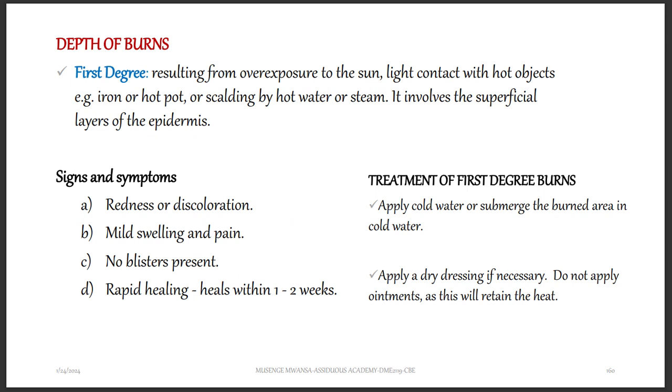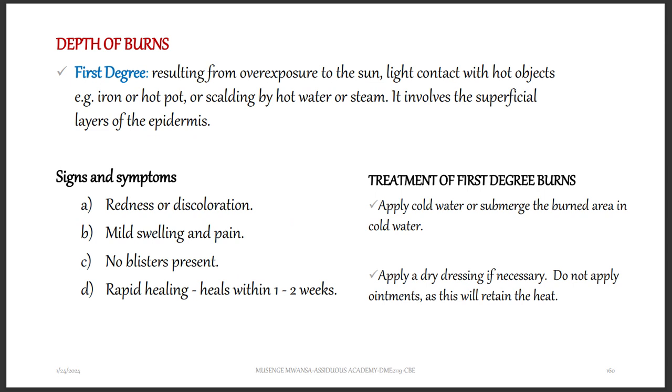What will be some of the signs and symptoms of a first degree burn? Redness or discoloration. There's also going to be mild swelling and pain. It's mild. No blisters are going to be formed for first degree burns. There's also going to be rapid healing, healing within 1 to 2 weeks.